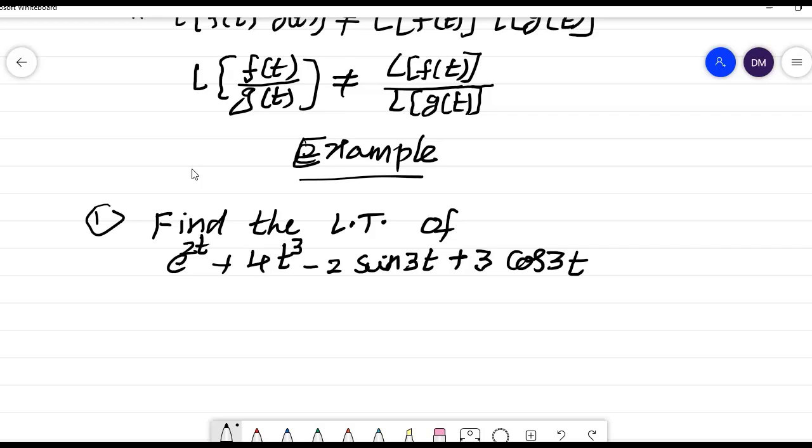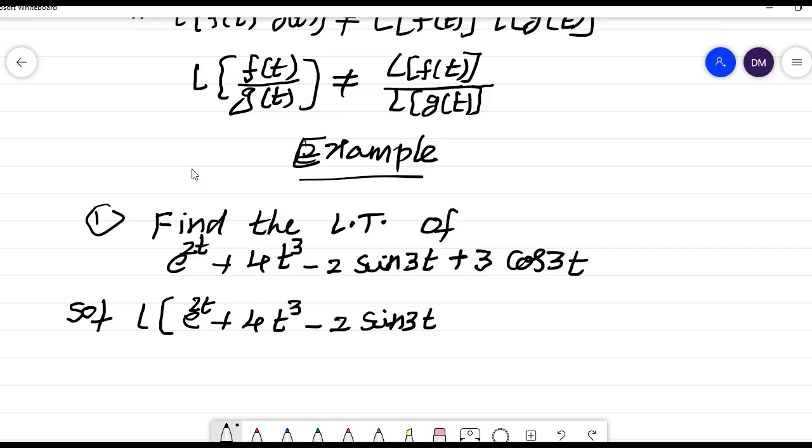So how to find the solution of this problem? See, what do we want? We need the Laplace transform of, meaning L of e power 2t plus 4 into t cubed minus 2 into sin 3t plus 3 into cos 3t.